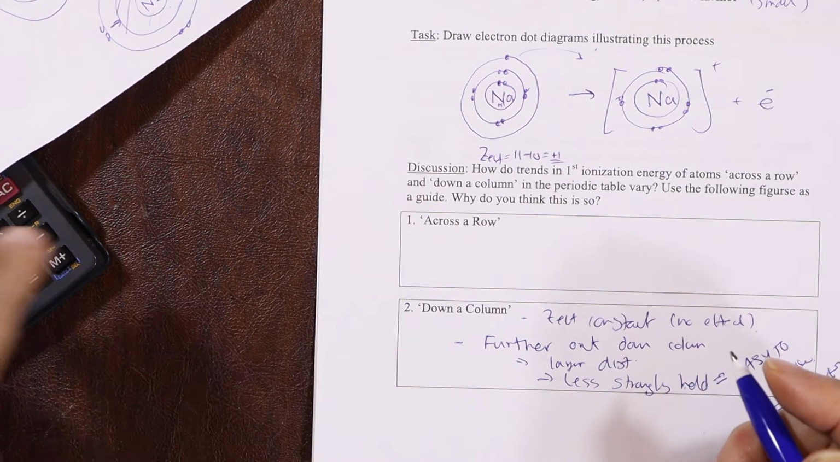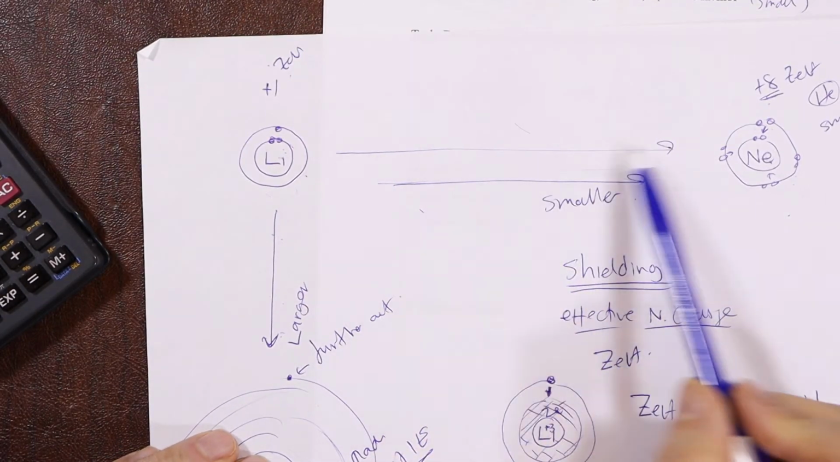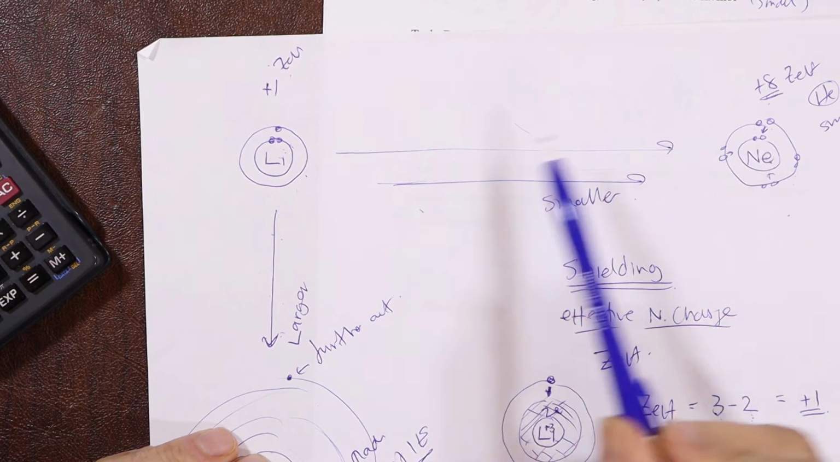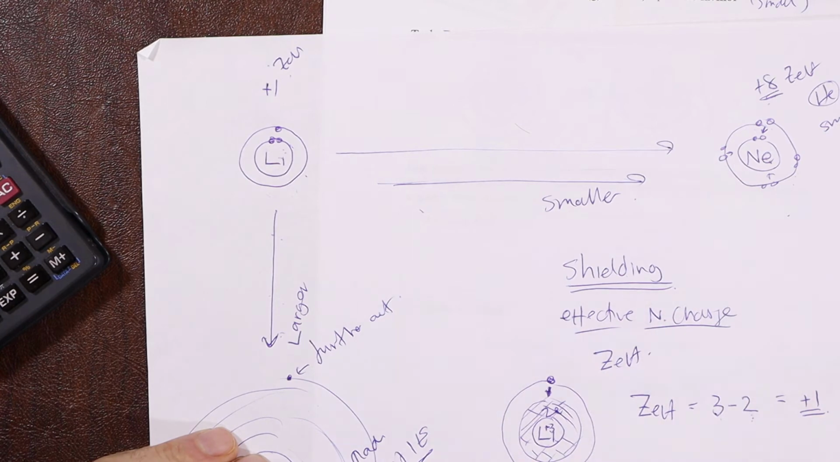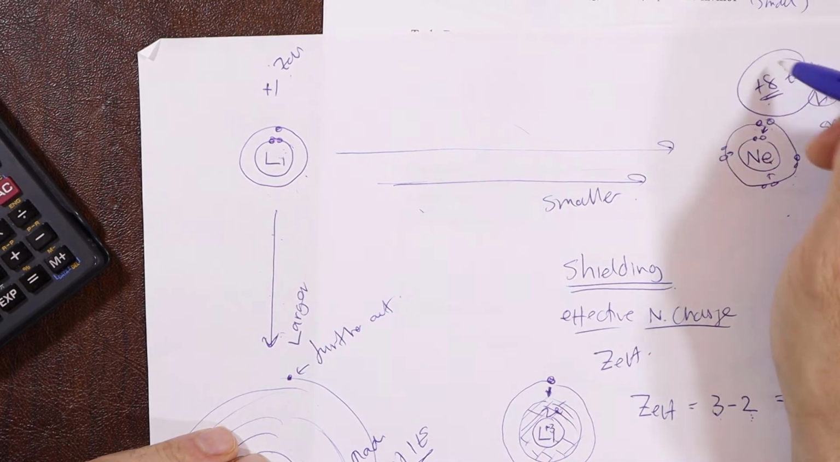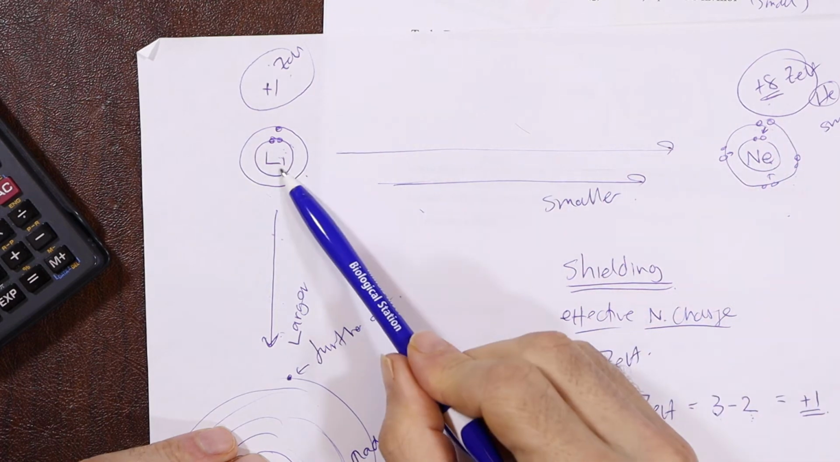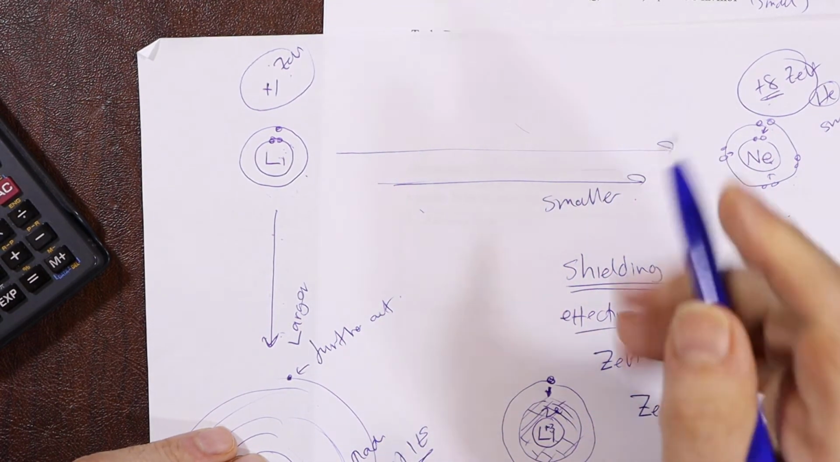Now, as we go across a row, yes, they shrink a little bit. We mentioned that already. But that's not the 300-pound gorilla in the room. This size and this size are very close. Yes, there's a slight contraction. But what's really going on? What's the man behind the curtain? The man behind the curtain is effective nuclear charge. It gets 8 times bigger as we progress across any row.